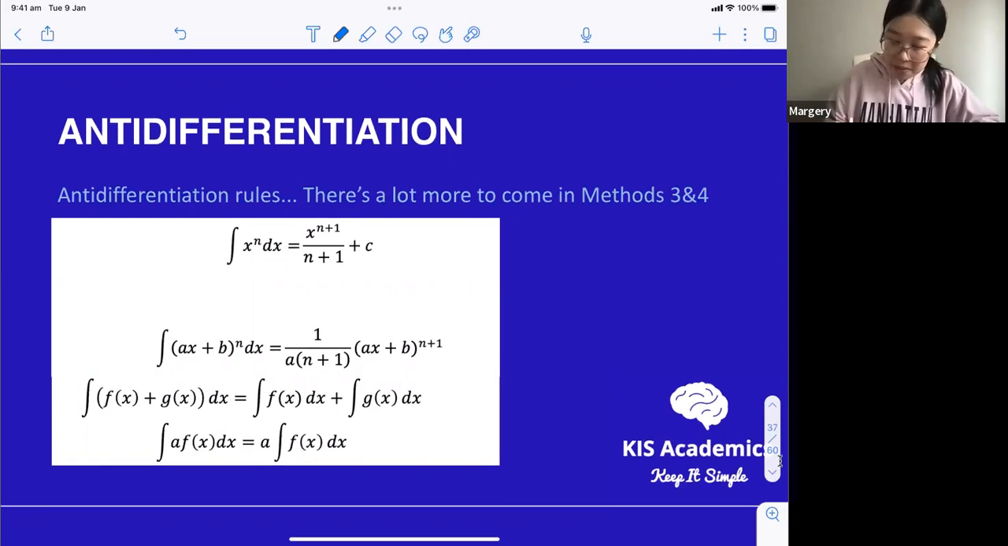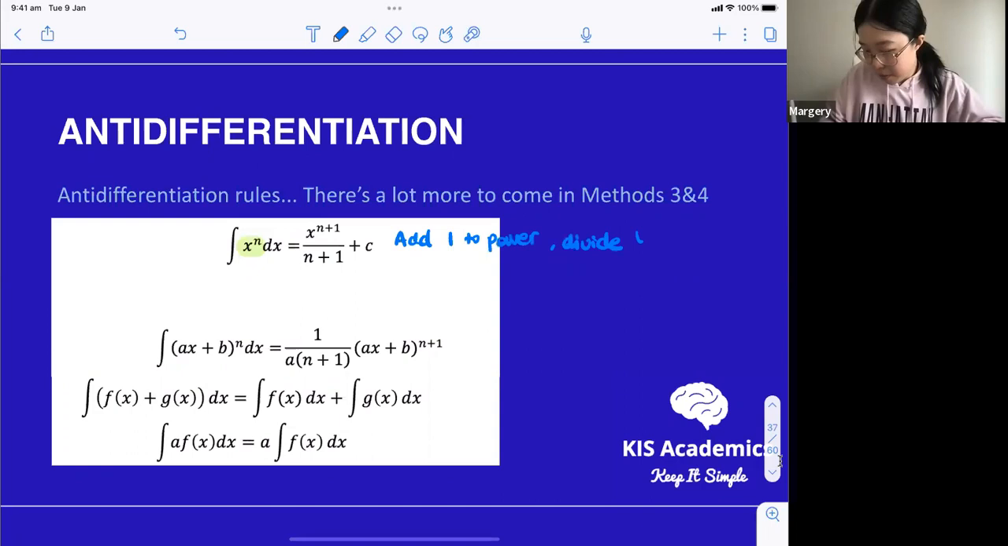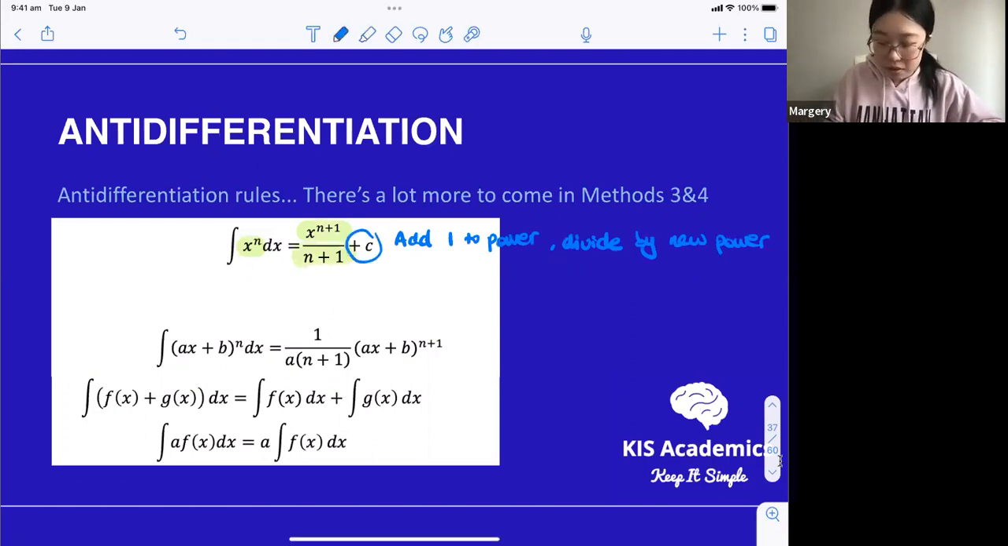So if we have something like x to the power of n and we wanted to integrate or anti-differentiate that, then what I do is I add 1 to the power, and then I divide by the new power. So I can see here I've got x to the power of n plus 1 now, and I divide by this new power, n plus 1. And whenever we anti-differentiate, we have a plus c, a constant on the end.